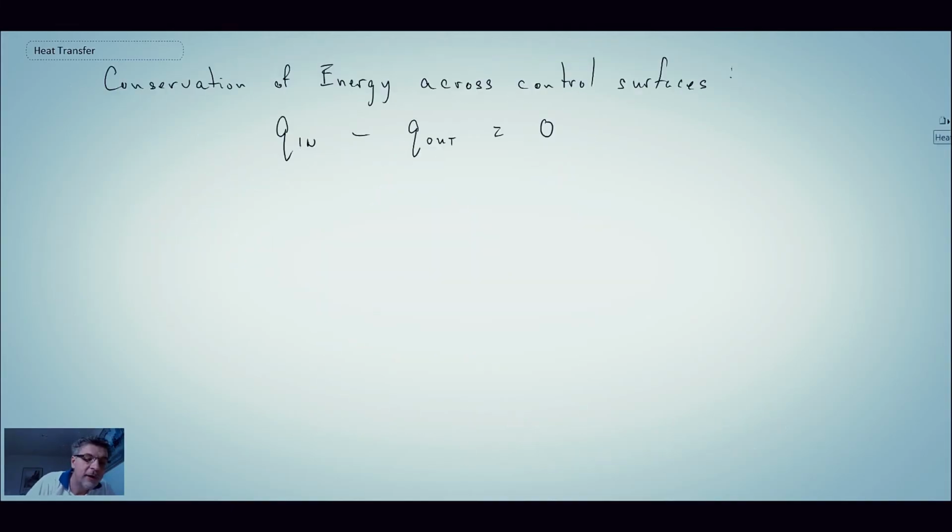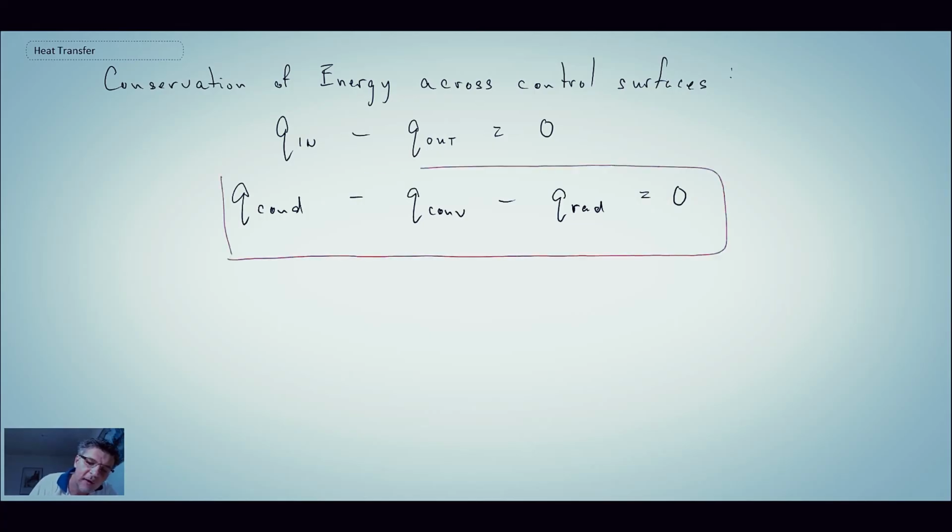So we can rewrite this: what is coming in is Q conduction, and what is leaving is heat transfer due to convection and heat transfer due to radiation, and those all need to sum to 0. This is a very useful equation that can help you solve a lot of different problems. Basically, it's an energy balance that you do on this infinitesimally thick surface. We call it a control surface, and we will use this while solving problems.